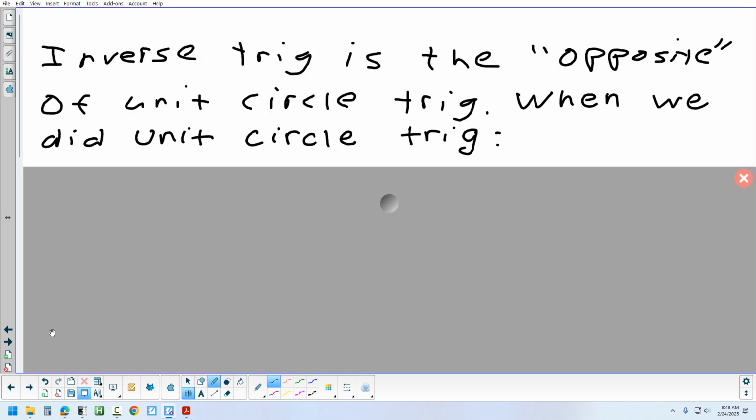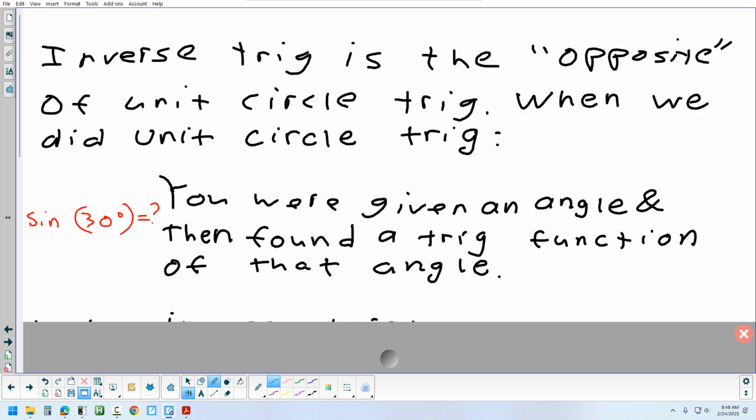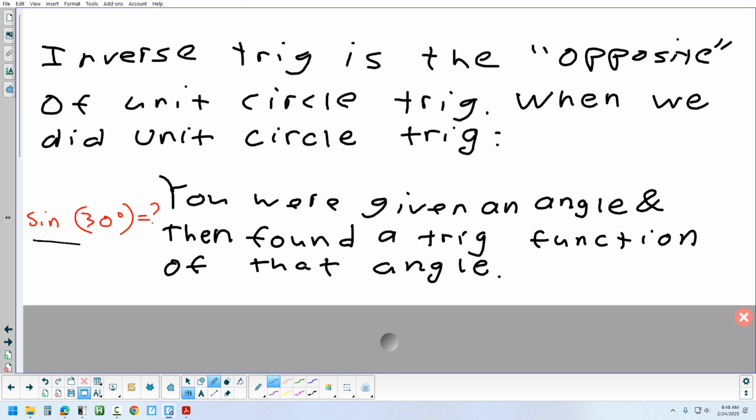First, I want to compare what we're doing this week with what we did last week. This is the kind of question I would have given you last week on the test. I gave you that number right there, which was an angle, and then I would say, okay, find the, and then I give you a trig function. Find the sine of 30 degrees. Find the cosine, find the tangent. Right? But I would have given you that number right there, and you would have told me the question mark. Okay, that's what we did last week.